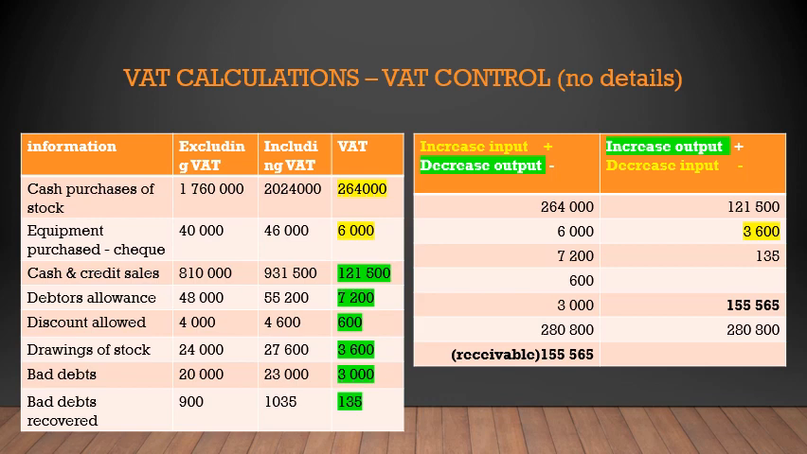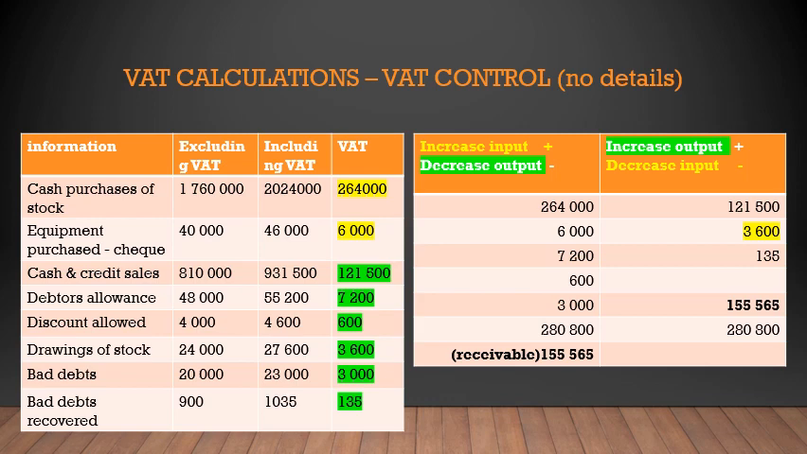Drawings of stock 3,600. Drawings decreases input, so I record the drawings on the credit side. Bad debts 3,000. Bad debts decreases output, the 3,000 on the debit. Bad debts recovered increases output. We are cancelling an entry which we initially recorded, so we record it on the credit side.